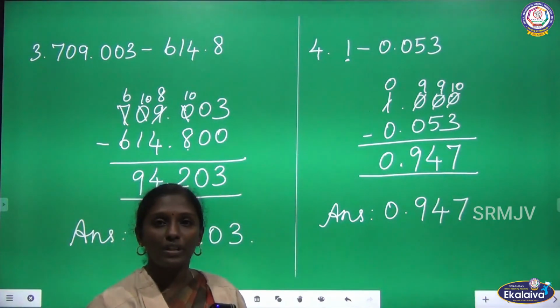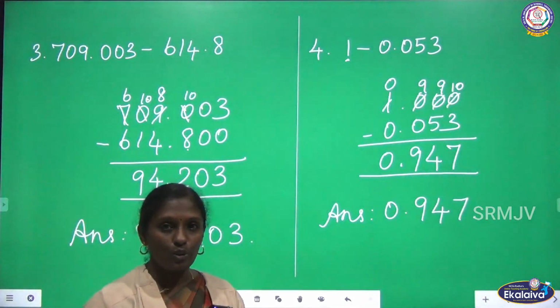Was it clear, children? First we have to arrange the given decimals properly. After that we have to do the subtraction.